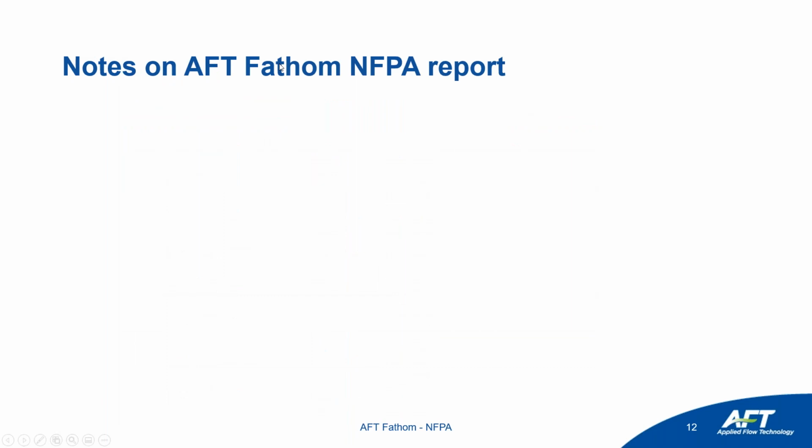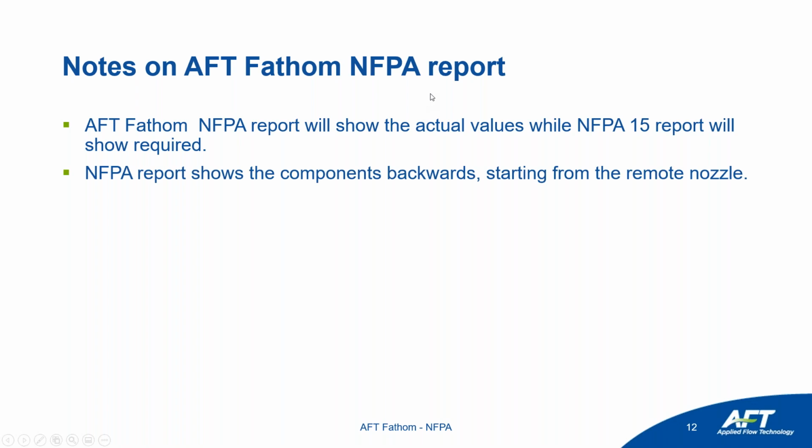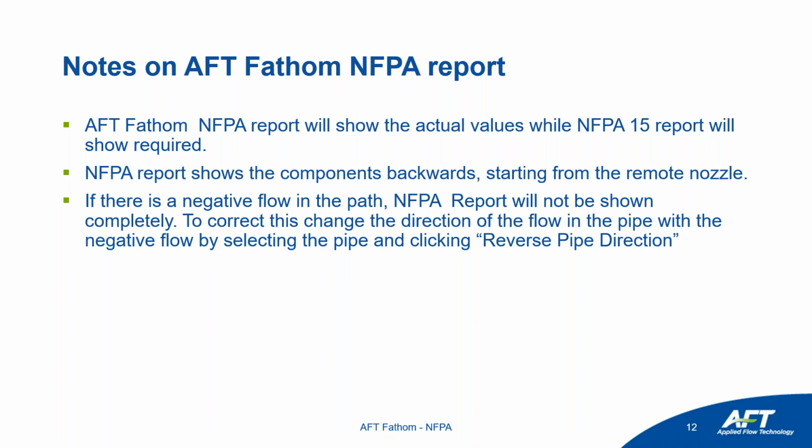Now, some notes on the NFPA report generated by AFT Fathom. The report will show the actual values of the NFPA 15 report, and will show the reports that are required. That means that NFPA report values from Fathom will differ a little bit from what you'll see in the NFPA 15 report example. The NFPA report shows the components backwards. As I showed you in the report, it starts from the remote nozzle down to the pump. If there's a negative flow in the path, the NFPA report will not be shown completely. To correct this, change the direction of the negative flow in the pipe by selecting the pipe and clicking reverse flow direction.